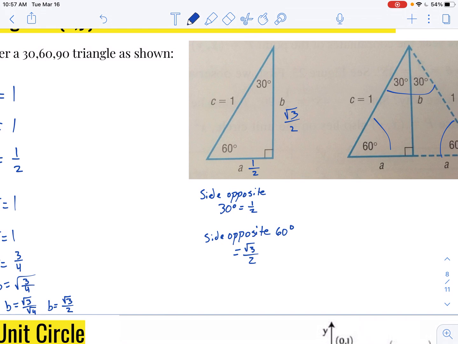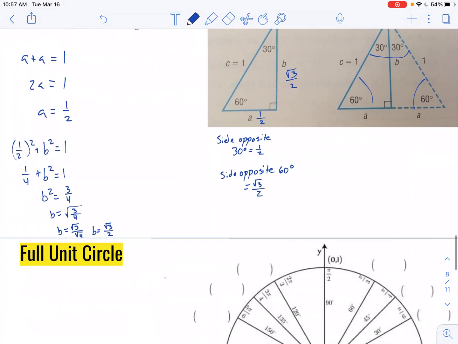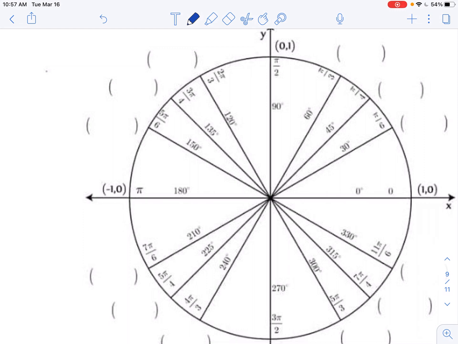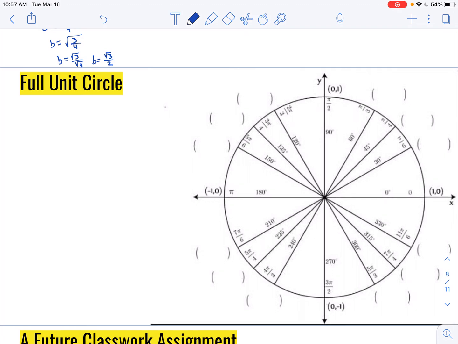So now I have all my side lengths. Side lengths opposite 45 degrees are always root 2 over 2. Side lengths opposite 30 degrees are always 1/2, and side lengths opposite 60 degrees are always the square root of 3 over 2. Now I can go through and label x, y values for all of my angles within the unit circle. I can label every single angle in the unit circle and its side length values.